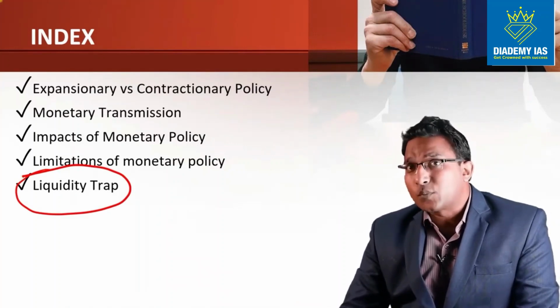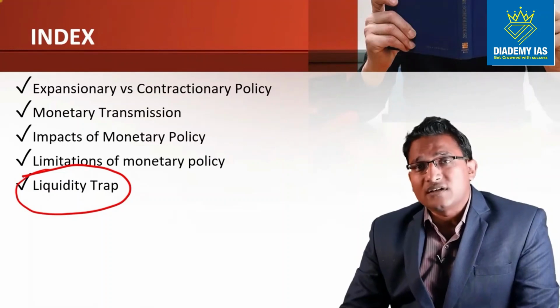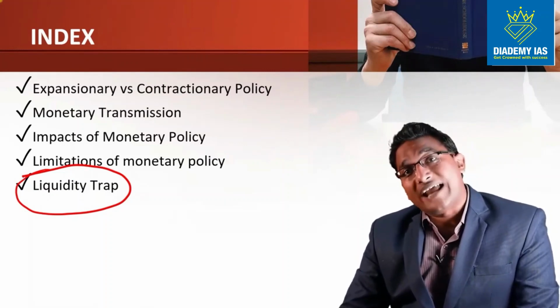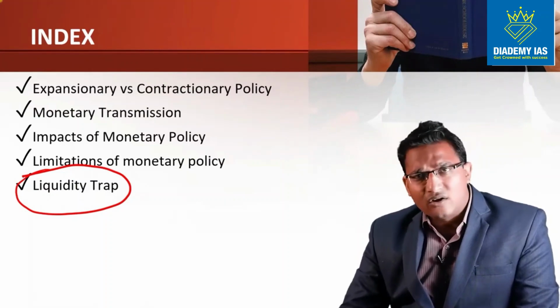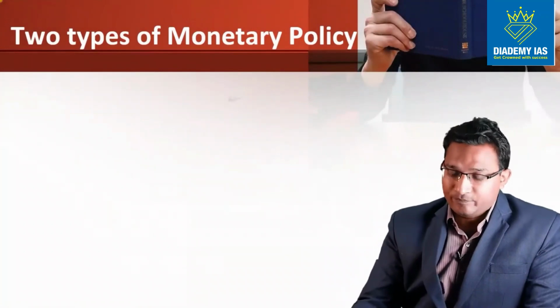The country is facing a problem where the inflation rate is increasing and the demand is falling, right? So this contradiction happens, and in the long term this leads to stagflation. So we will discuss all of these. So starting with the two types of monetary policy.